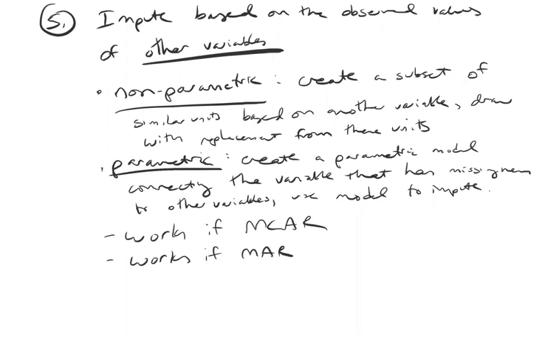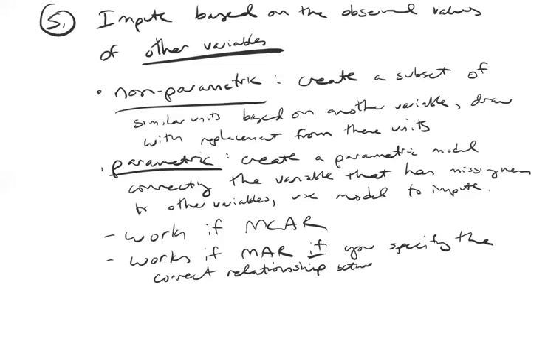Okay, so this works if missing at random, if you specify the correct relationship between variables. So we said missing at random is when the fact that one variable is missing is correlated with some other variable. You have to figure out what that variable is, right? So this method works if you're imputing based on some other variable, and that's the right variable to be imputing on. And of course, you never know if that's true, but you can try hard. And this method does not work if missing not at random. In fact, nothing works if it's missing not at random.